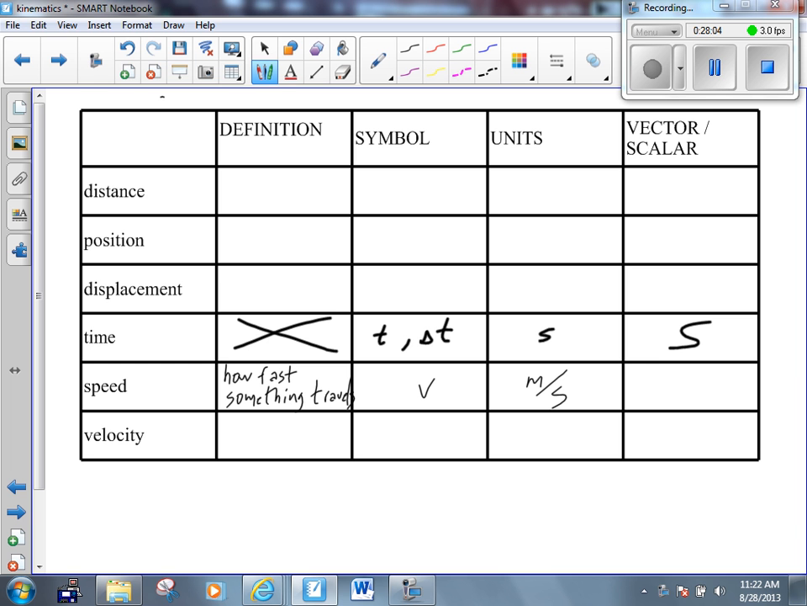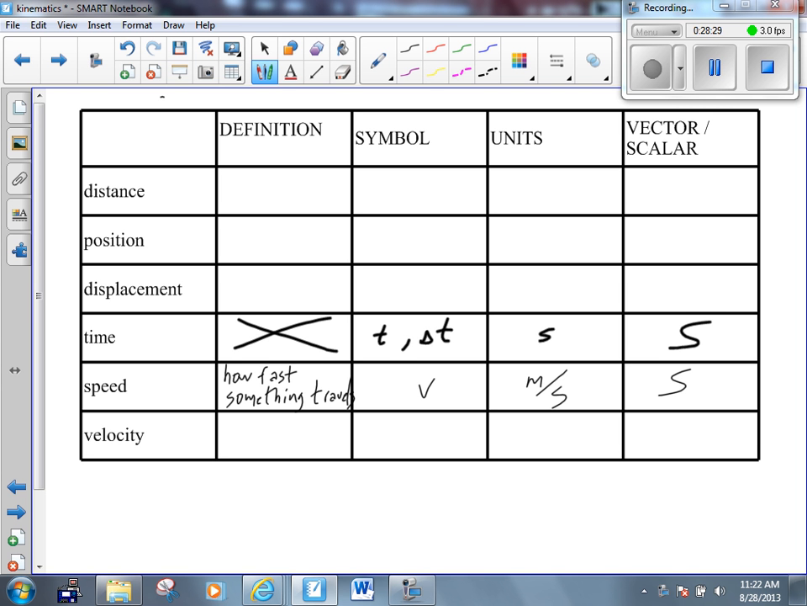And if we look at the symbol, it's a scalar. When I drive to Edmonton and back again, my average speed is about 100 kilometers per hour, maybe 110 kilometers per hour. It doesn't matter whether I was going to Edmonton or back, north or south. My speedometer doesn't know which way I'm going. It just knows how fast I'm going.